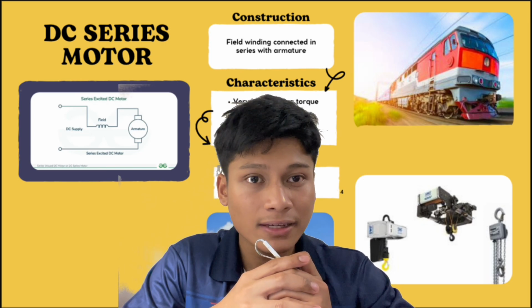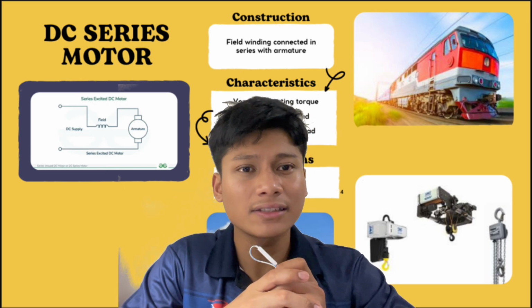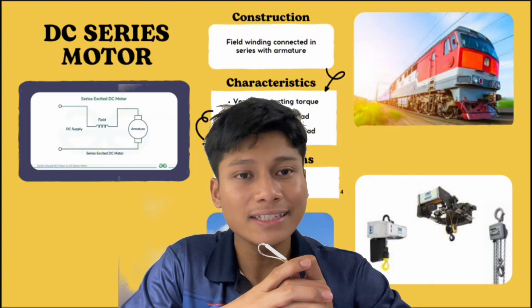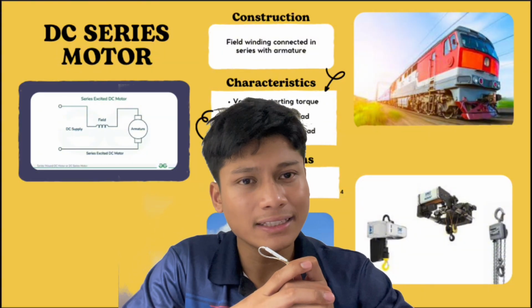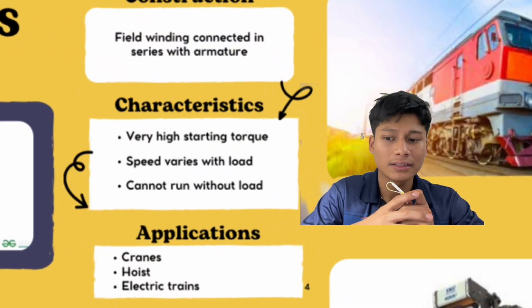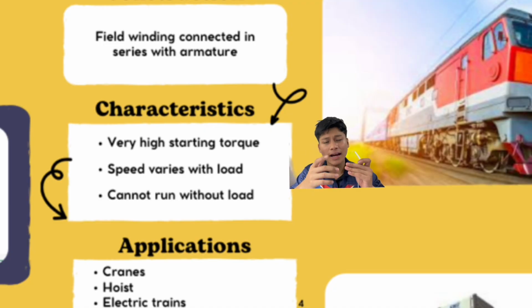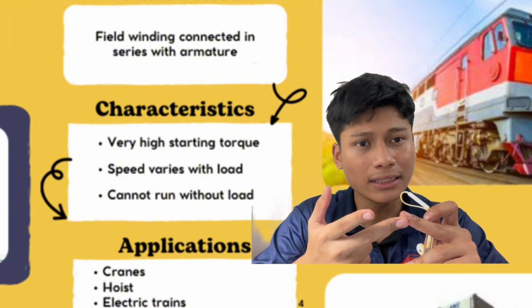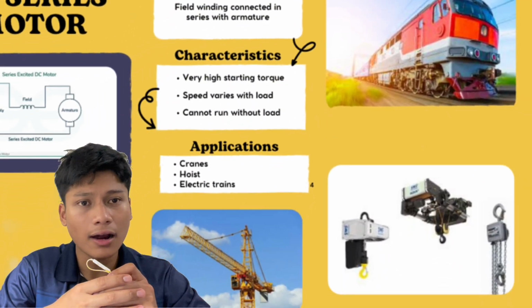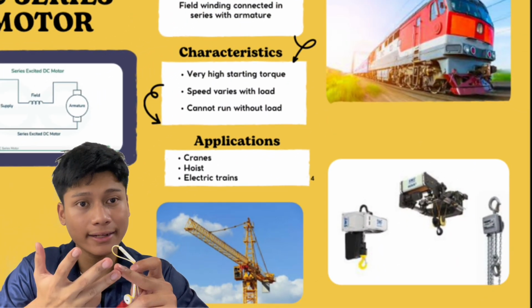As you can see, it is a little bit different from the DC shunt motor. The construction of the DC series motor is field winding connected in series with armature. The characteristics are it has a very high starting torque, speed varies with load, and cannot run without load. Means if it doesn't have a load, it cannot move. For the daily application are crane, hoist, and electric trains.